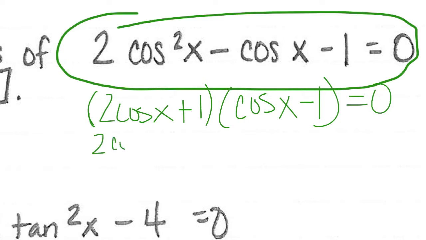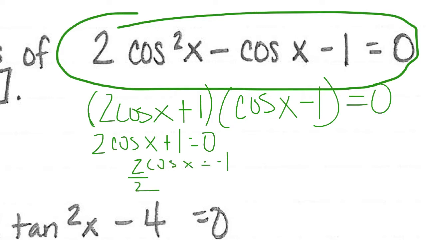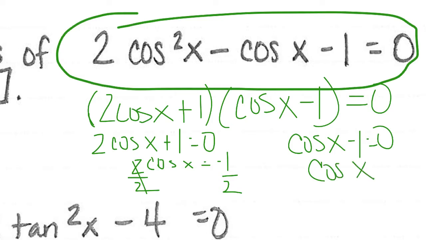When I split these up and make them each equal to 0 separately, 2 cosine x plus 1 equals 0. When I solve here, I get 2 cosine x equals negative 1. When I divide by 2, I get negative 1/2. Sorry, I have my funky pen again. And then I have cosine of x minus 1 equals 0, so the cosine of x is equal to 1.